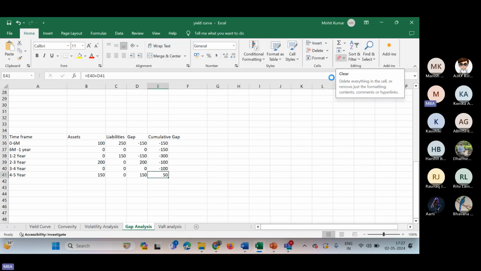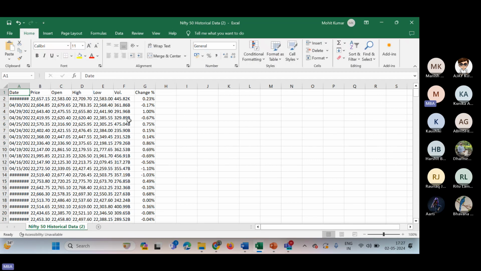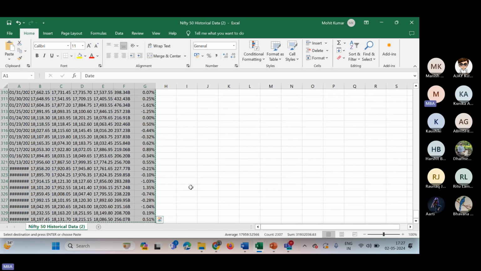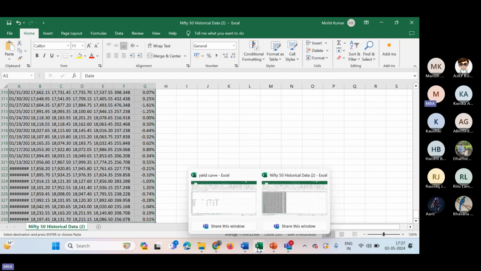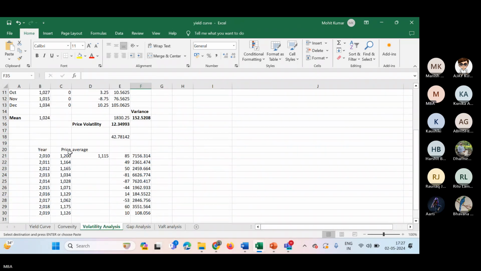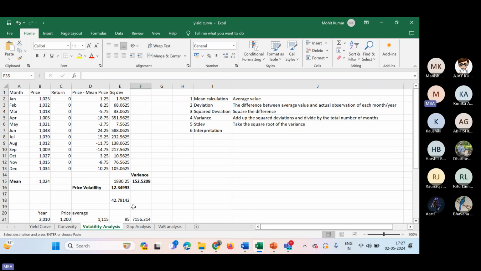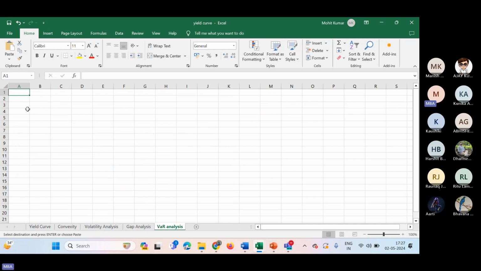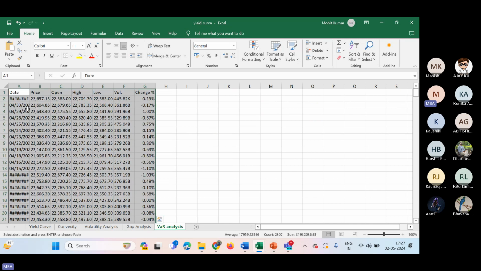So the data has been downloaded. It is open in a CSV file. I'll take it into the sheet where I'm solving other things also. So this is the VaR analysis sheet. Okay, I calculated already. So here we can paste it.